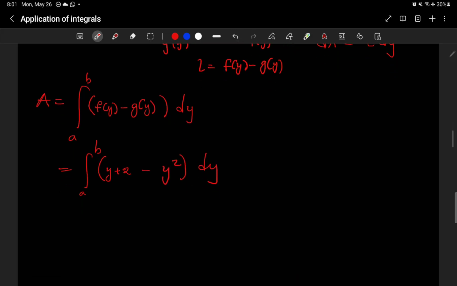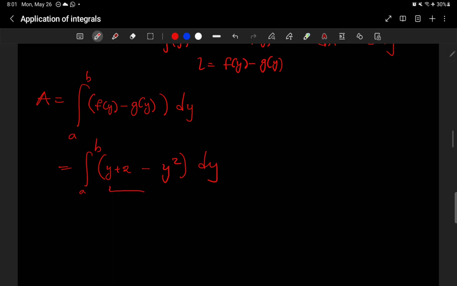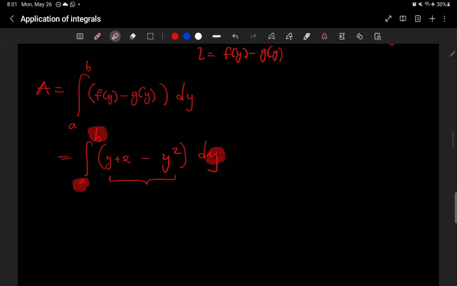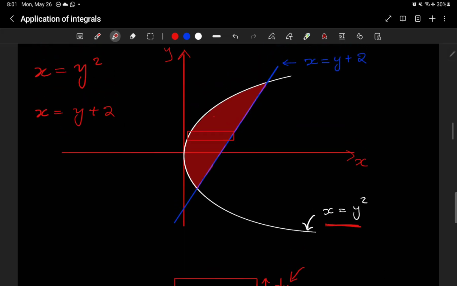dy. So you always want to make sure that after you make this substitution, there's no x present here. If there's an x, you have to go back to the function where the x came from and rewrite it in terms of y. So here the values of a and b, since we're integrating with respect to y, this is the smallest value of y, this is the largest value of y. So what are these values of y?